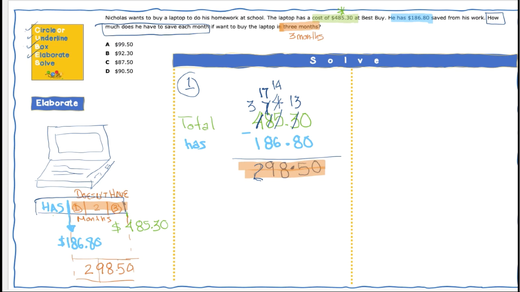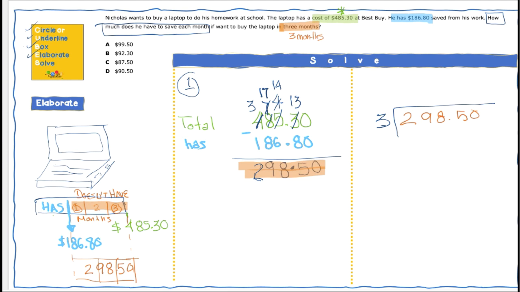And now we've got to split it into 3 equal parts. So what math operation is splitting 298 and 50 cents into 3 equal parts? Yes, you're right, it's dividing. Awesome. So that's what we're going to do. I'm going to keep recording my answer in orange because that represents a number that we don't have yet.